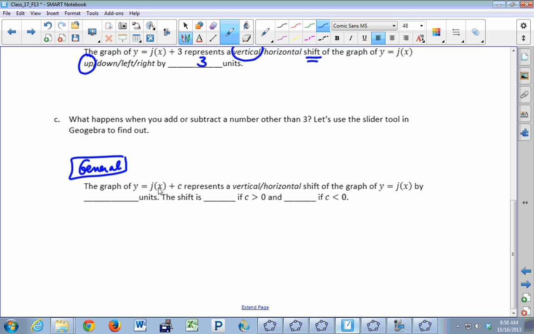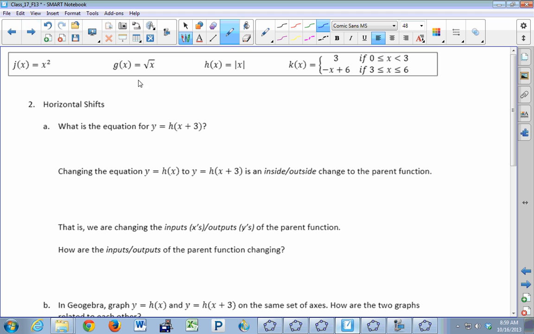So the graph of y equals j of x plus c represents a vertical shift, because you're acting on the outside with the y values, a vertical shift of the graph j of x by c units, whatever c is. The shift is up if c is a positive number, and the shift is down when c is negative. So it's very intuitive. Okay, vertical shifts up and down the y-axis is a very intuitive transformation. Okay, any questions on that before we move on? Okay, you're going to have lots of practice today once I go through these.